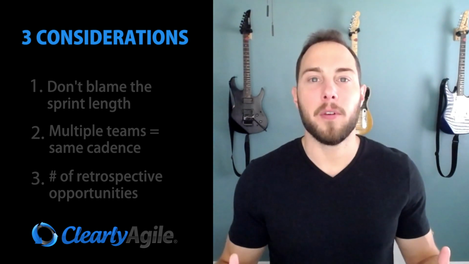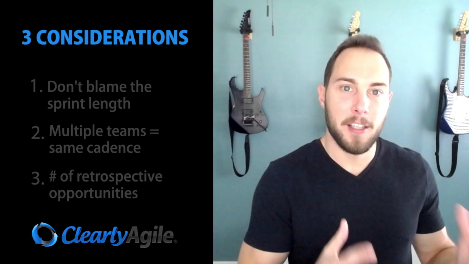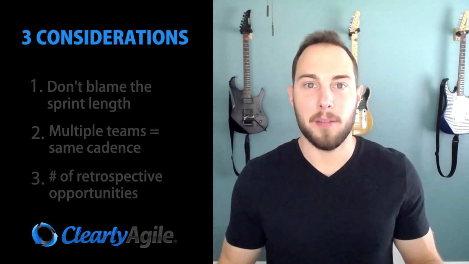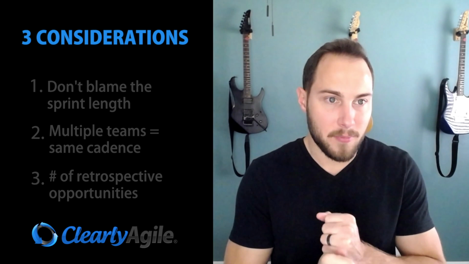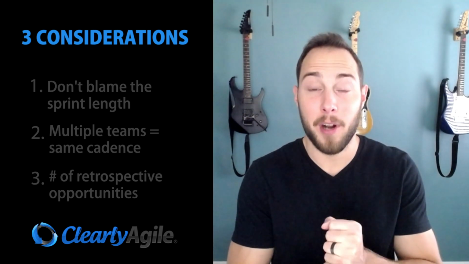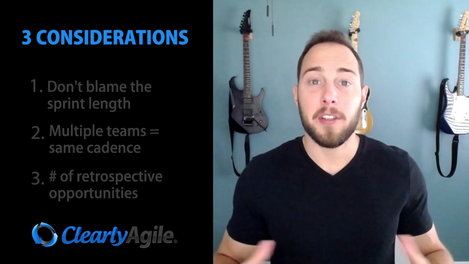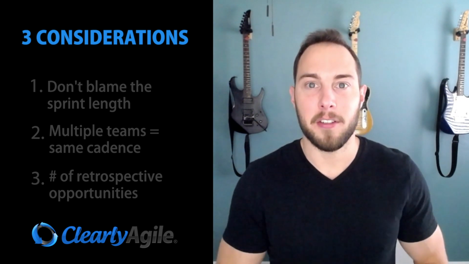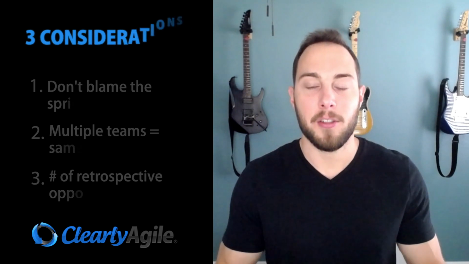So a very important thing, if you want to get the full benefits of Scrum, you want to make sure your sprint cadence gives you those opportunities to have those retrospectives and continuously improve your team. So just to run through those 3 again, don't overthink it. The sprint length probably is not at fault. Number 2, if you're working in a scaled environment, everybody should work in the same sprint length. And number 3, definitely consider the cadence of your retrospectives when choosing your sprint length and the number of opportunities you have to inspect and adapt.